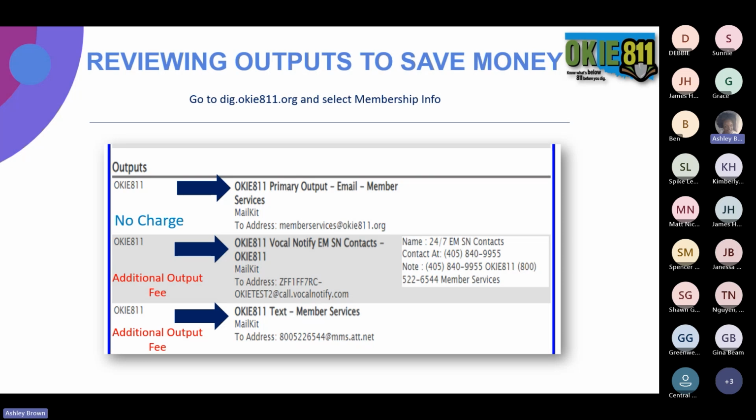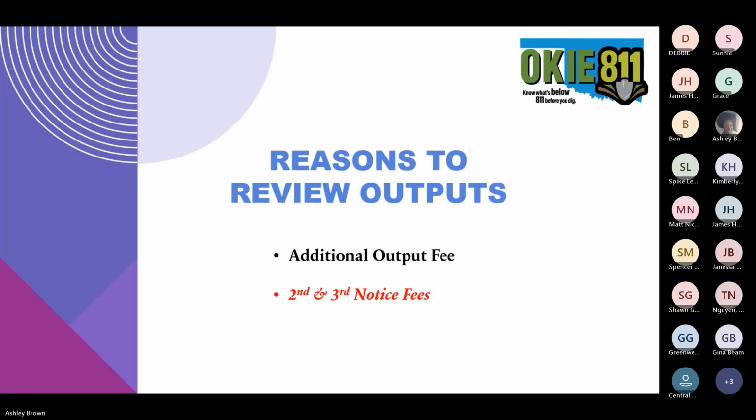And then, as we mentioned, there are some additional outputs that have extra cost, like the fax and the manual voice. So you want to make sure that you're reviewing your output setup to determine what your organization needs so your membership can be as cost effective as possible.